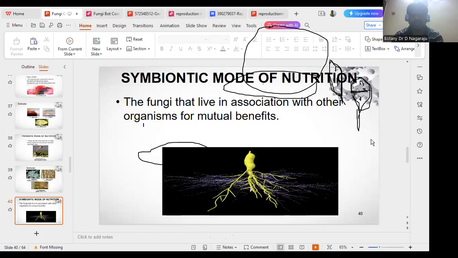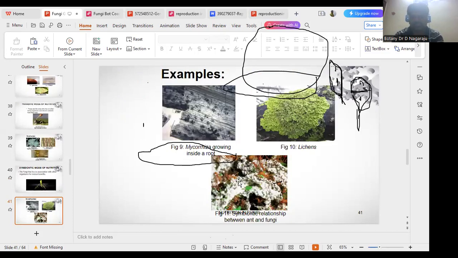And you see the symbiotic mode of nutrition. I told you two types, lichen and mycorrhiza. You see mycorrhiza, fungi which associate with the roots. You see how the mycorrhiza is growing. The second symbiotic association is the lichen. You see how the mycorrhiza is widespreading.